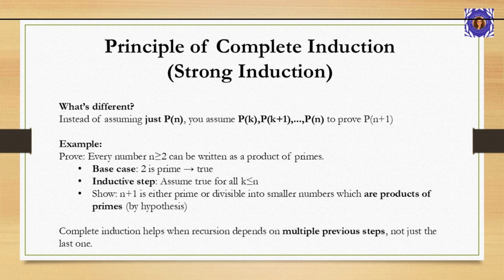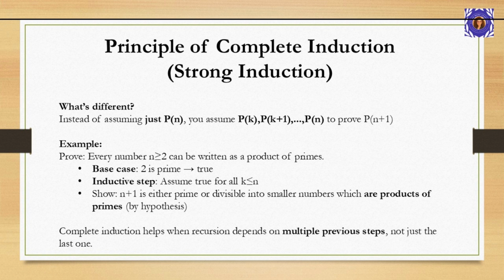Why would we need this stronger assumption? Some mathematical relationships don't depend just on the immediately preceding case, but on multiple previous cases. Complete induction gives us access to all previous cases, not just the most recent one. Let me illustrate with the fundamental theorem: every integer greater than or equal to 2 can be written as the product of prime numbers.